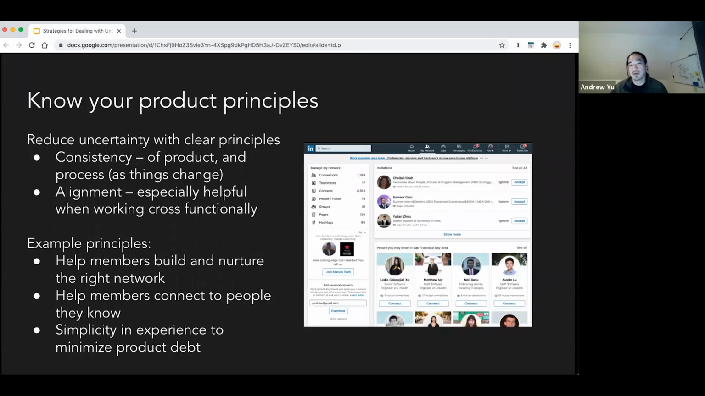Some benefits are that it provides consistency of not only your product, but also your process. It also provides alignment, so it's super helpful when you're working cross-functionally. Let's say you have a product you're trying to launch for your team, but it requires some coordination with another team, a partner team, and you are just at odds. There's this clear misalignment, and that's uncertainty. You're unsure: do we move forward? Is this even something that's going to happen? But if you have principles, at the very least you can point to each other's product principles and sort it out from there.